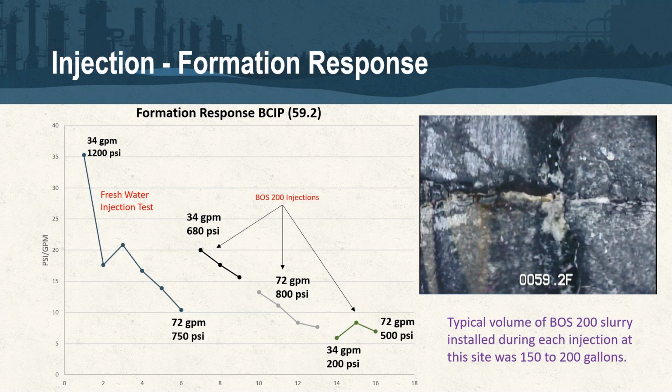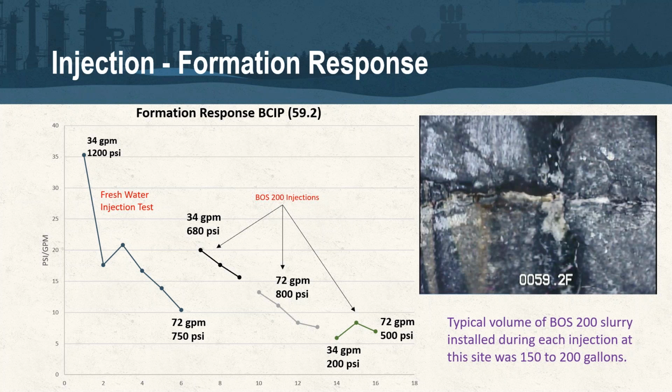What we're showing on the left-hand side graph is the progression of injection at this specific borehole and interval. The initial injection shows 34 GPM at 1,200 PSI. This is where we're initiating a freshwater test injection, trying to see if we initiate breakdown of that feature and can actually get water into that interval. At 1,200 PSI, we do get breakdown and we are able to initiate flow into that zone and continue with ramping up.